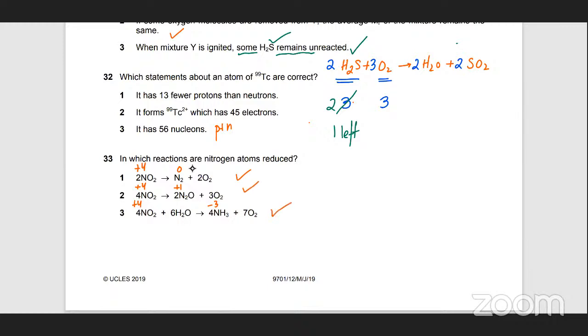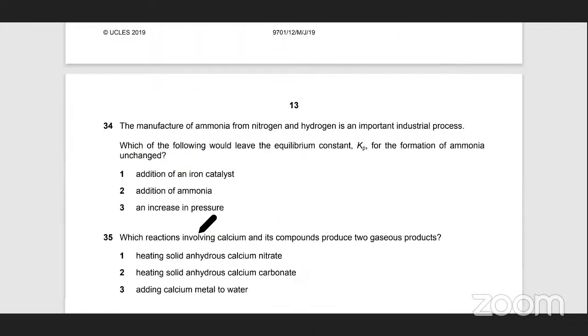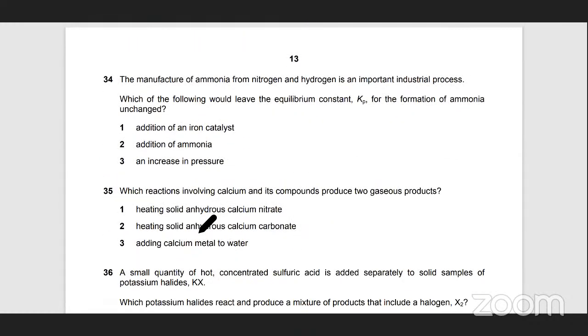Okay, they're getting reduced in all of them. Next one is: the manufacture of ammonia from nitrogen and hydrogen is an important industrial process. Which of the following would leave the equilibrium constant Kp for the formation unchanged?